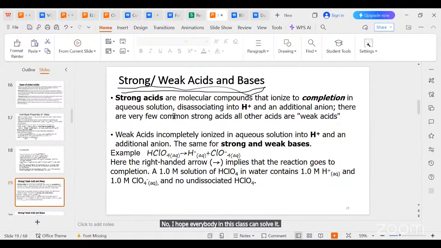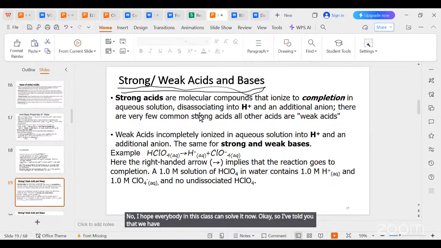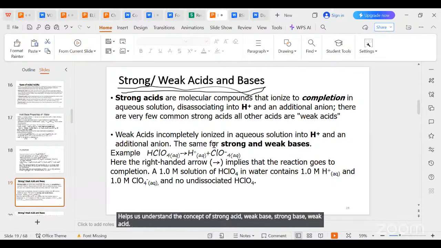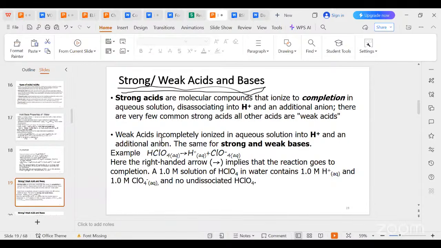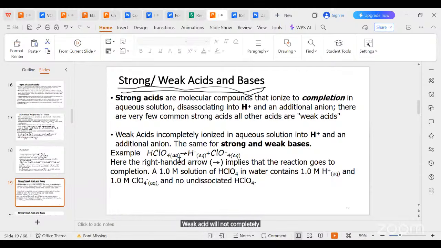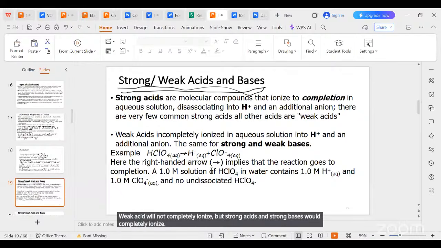Now, okay, so I've told you that we have the Bronsted-Lewis theory. It helps us understand the concept of strong acid, weak base, strong base, weak acid. So because of that, we know that weak acids will not completely ionize, but strong acids will dissociate totally. Strong acids and strong bases would completely ionize. And when something will go into complete ionization, we use this arrow. If it will not completely go into ionization, we use a reversible sign.